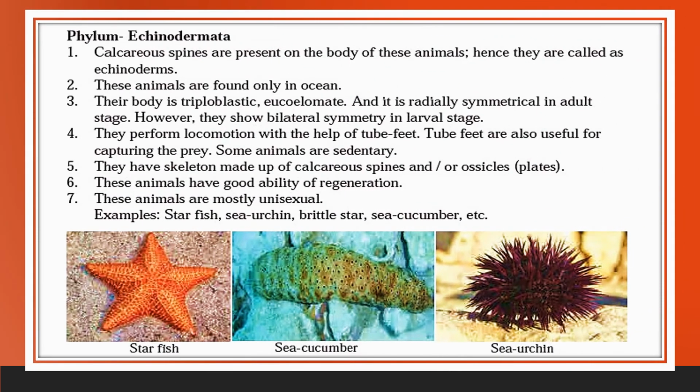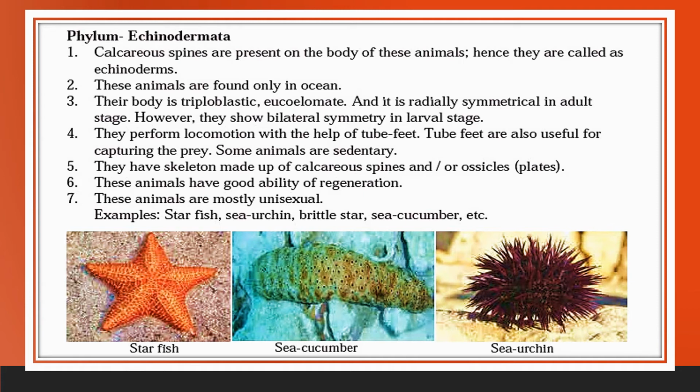Now the next phylum is phylum Echinodermata. Calcareous spines are present on the body of these animals and hence they are called echinoderms. And these animals are found only in the ocean. Their body is triploblastic, enterocoelomate, and it is radially symmetrical in the adult stage. However, they show bilateral symmetry in the larval stage.